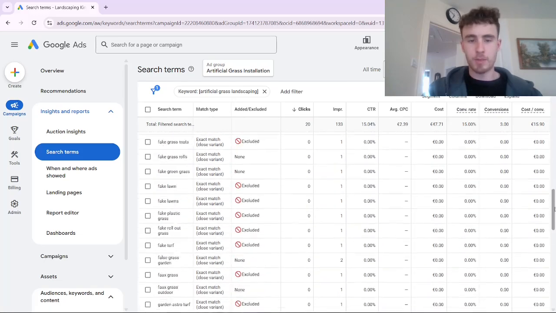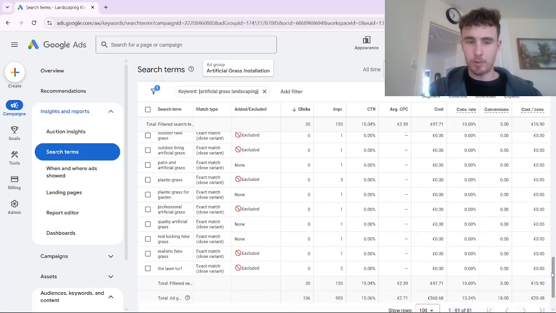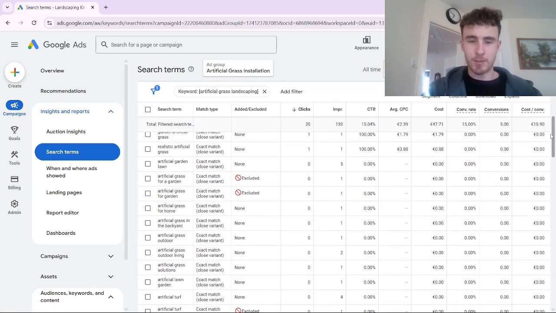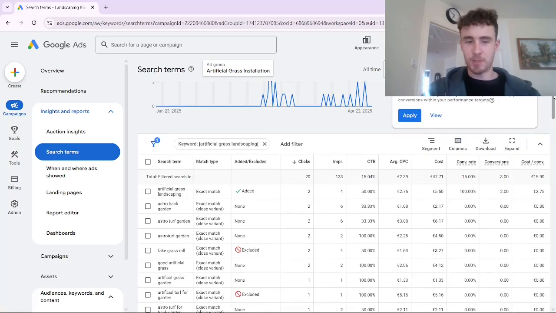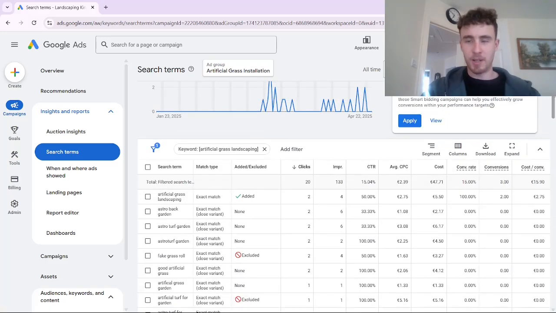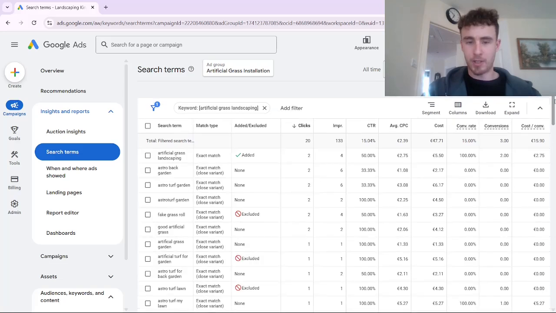And now we can see from this exact match keyword alone, we've had 81 different search terms that we've appeared for. Now, this mightn't actually be the best example of an exact match keyword, because most of the search terms that you'd appear for are usually highly relevant, and it's rare that you'd have to add a lot of negatives for an exact match keyword.